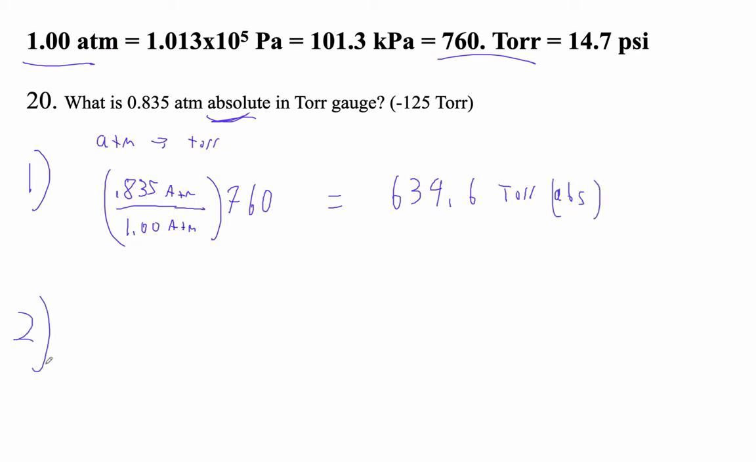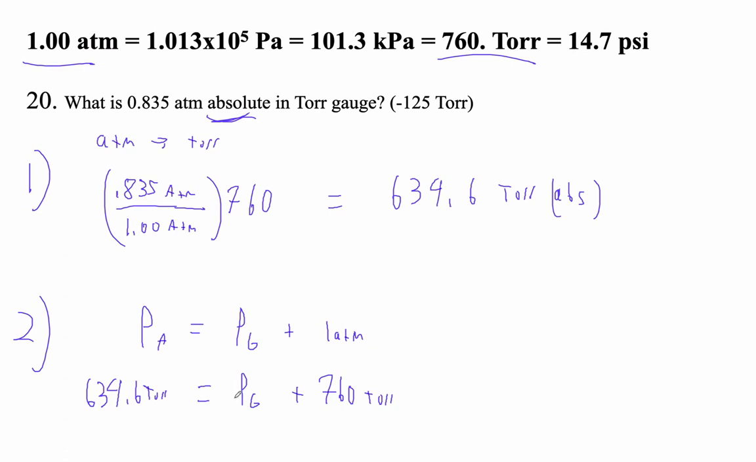And then step 2, we want to turn absolute pressure into gauge pressure, right? So absolute pressure is gauge pressure plus 1 atmosphere, okay? Now, since we're in torr, an atmosphere is going to be 760 torr, and the gauge pressure is what we're trying to solve for. And the absolute pressure is 634.6 torr absolute, right?